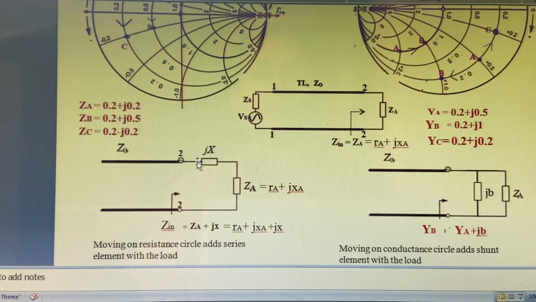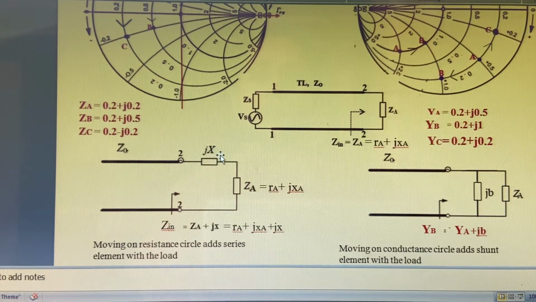The series element value is jX. Based on the value of this X, the total reactance of the Zn changes. But the resistance value of this Zn remains the same as the load impedance value Ra. Only reactance changes. So by adding a series element, the net reactance between these two terminals changes. It may increase or decrease based on the value of X.